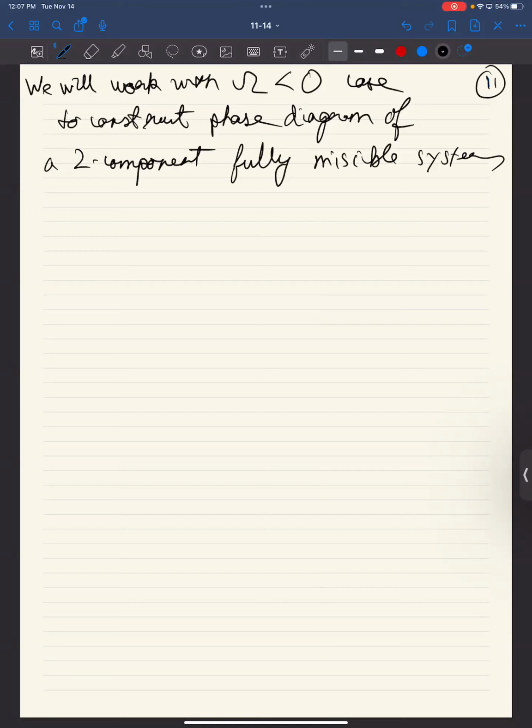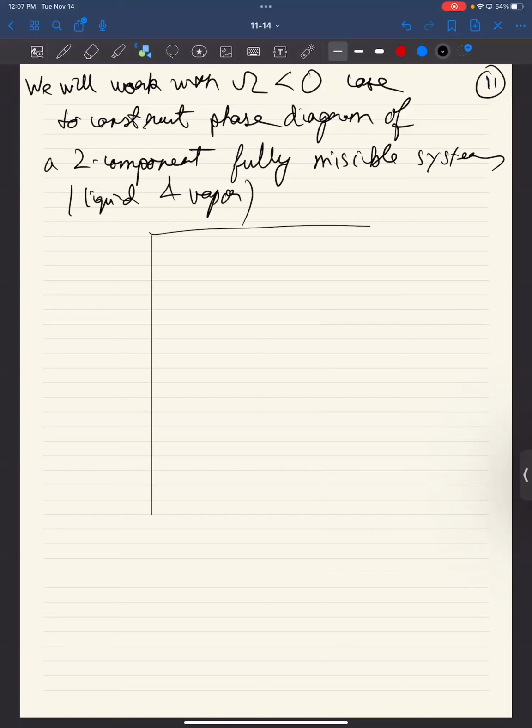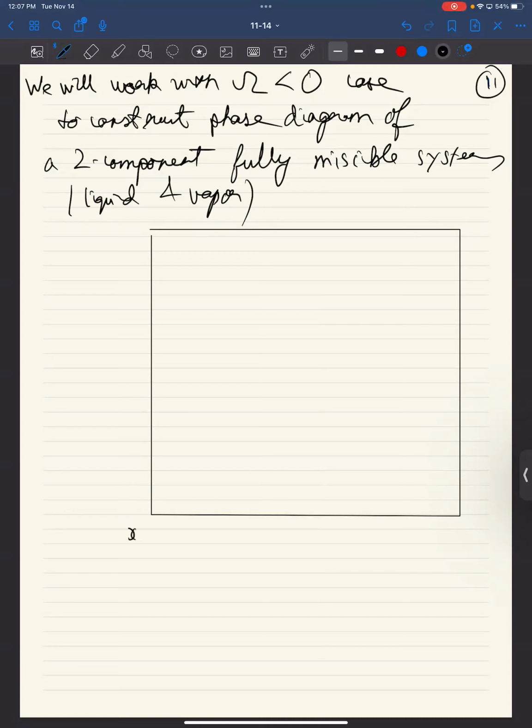What happens to ethanol when you heat it? It vaporizes, right? So we are interested in liquid-vapor. These are the two phases that we are interested in, okay? Liquid and vapor. So what we want to do is to construct a phase diagram where one end is xA equal to 1, xB equal to 0. The other end is xA equal to 0, xB equal to 1. And this axis is temperature.